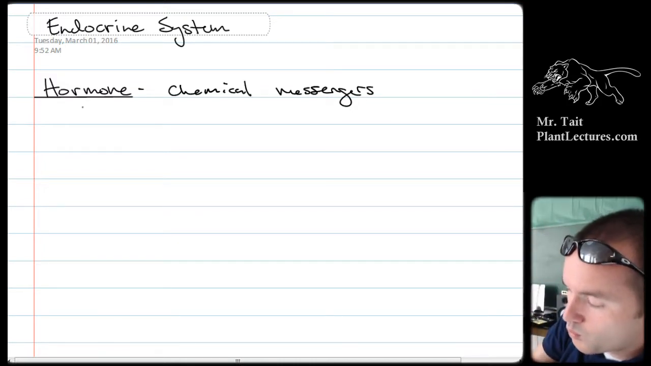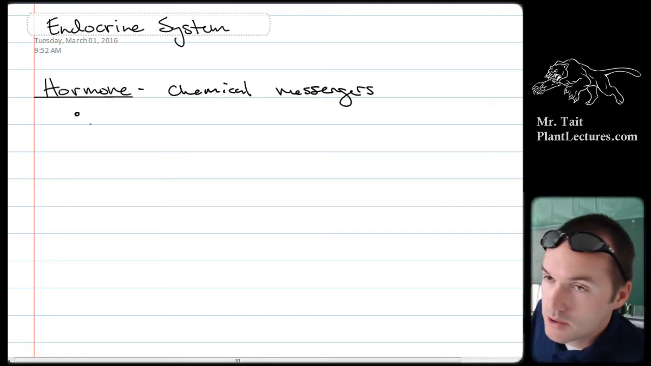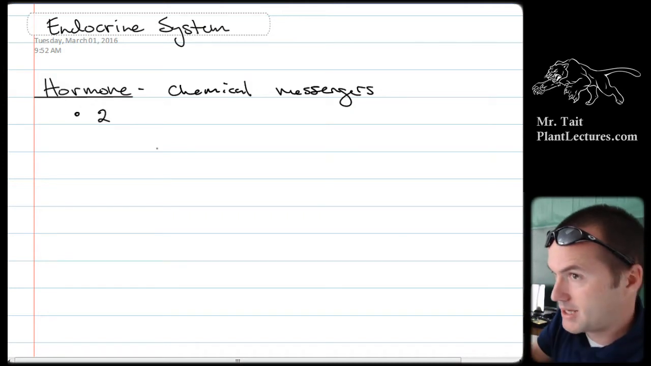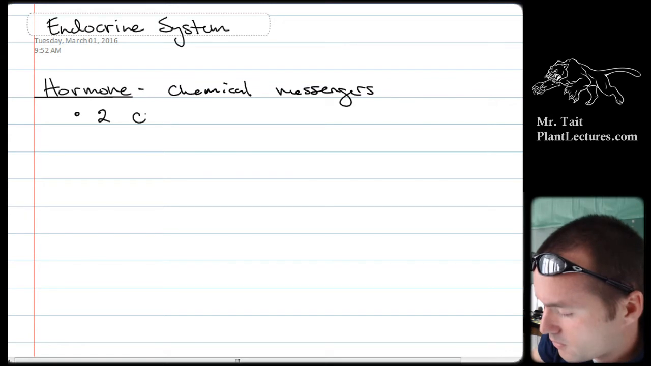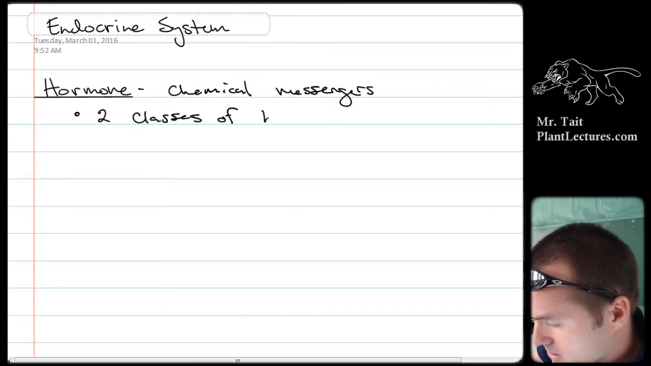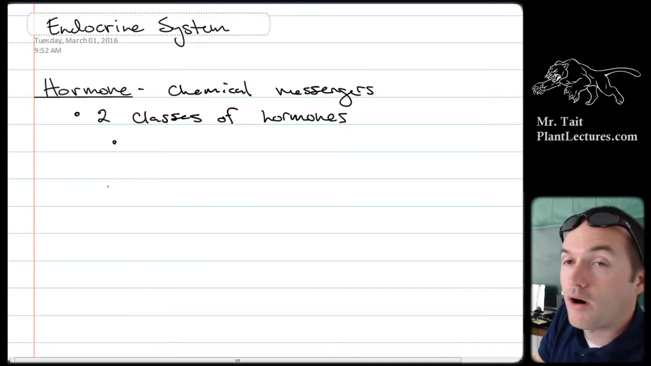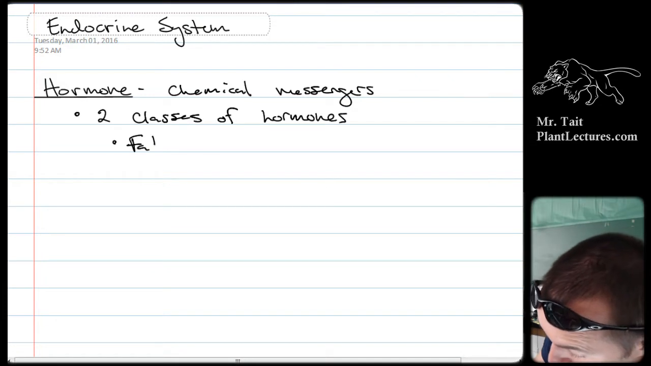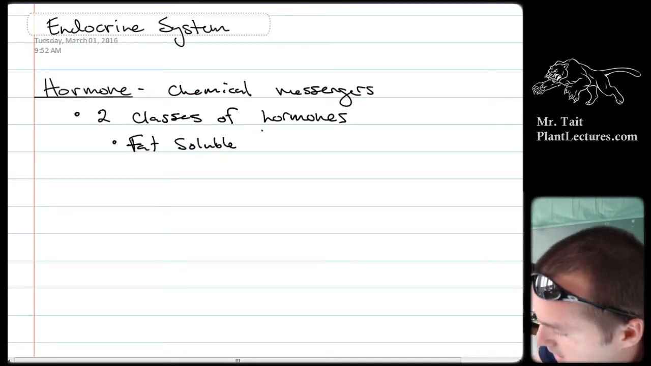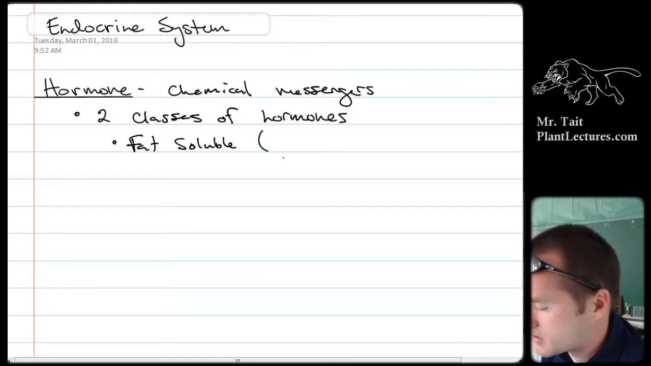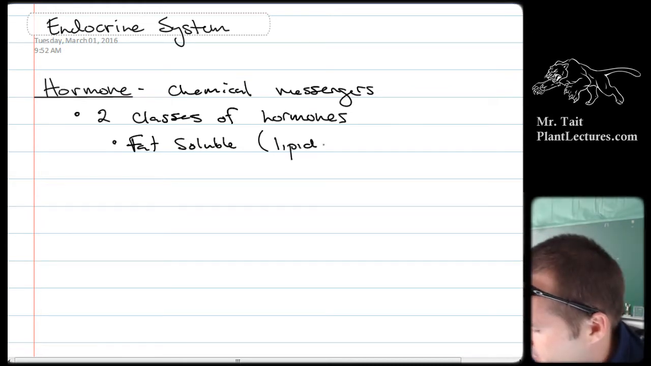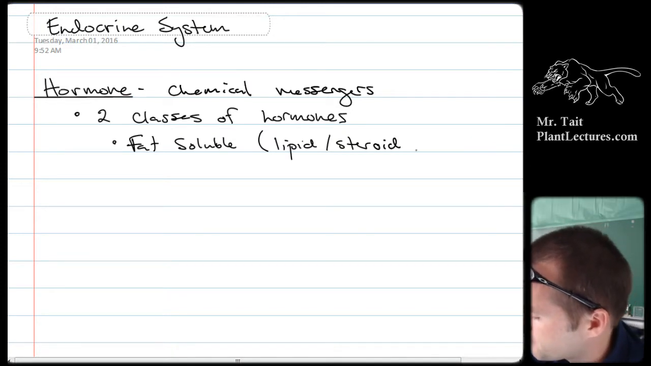And there are two classes of hormones. Those two classes are going to determine where the receptors are for those hormones. So two classes of hormones. First class are what we call fat-soluble hormones. And those fat-soluble hormones are going to be lipid-based or steroid-based. I say lipid or steroid, but really don't forget that steroids are lipids. Okay?